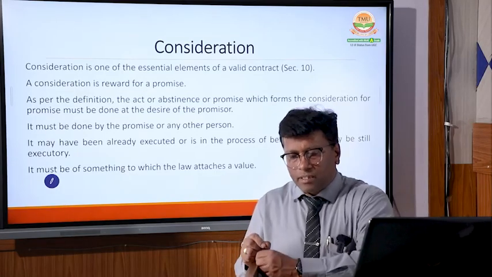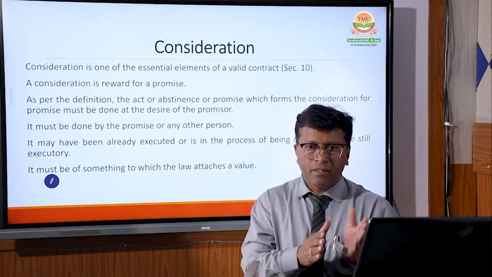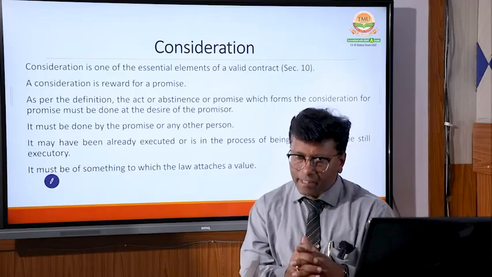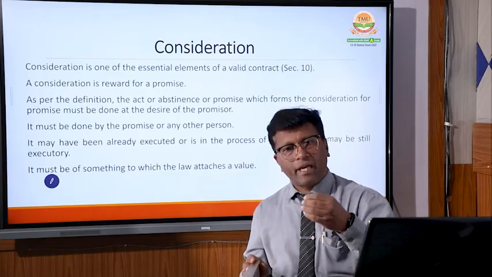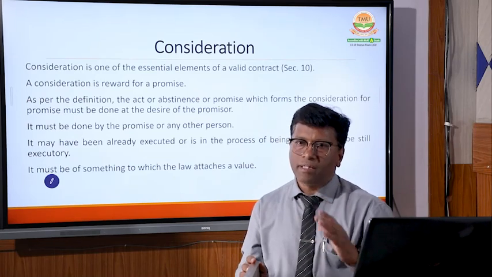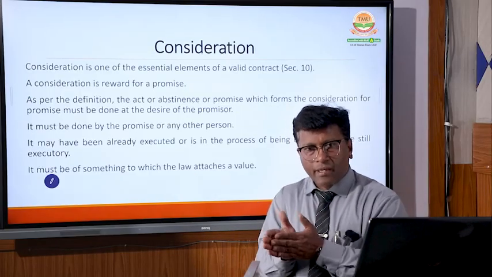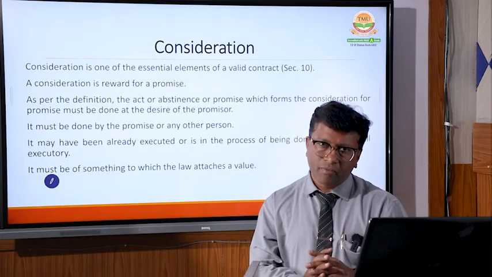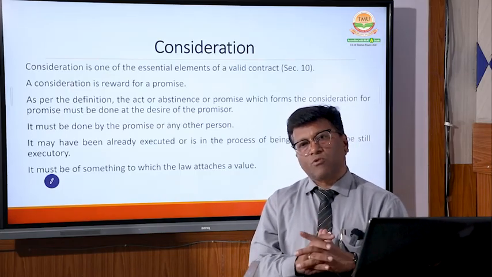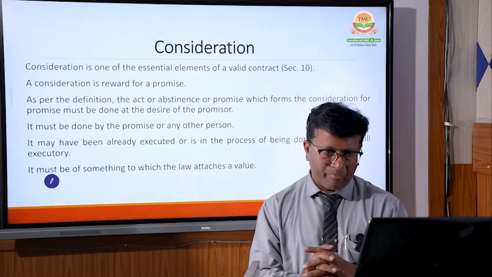This is noteworthy: if anyone is doing any act despite there being no willingness of the promisor, the promisor is not wishing for that, but voluntarily someone is doing the act, then it will not amount to consideration. It will not amount to valid consideration or a valid contract, because there is no particular desire of the promisor for that act, or for the abstinence, or for that kind of promise in the future. So for a valid consideration, it should be as per the requirement of the promisor.